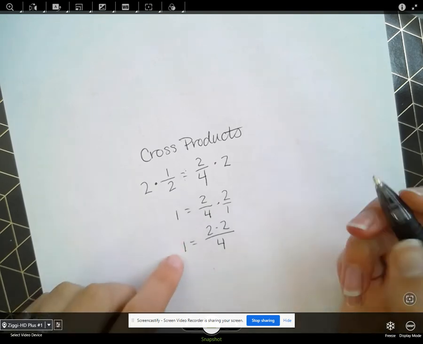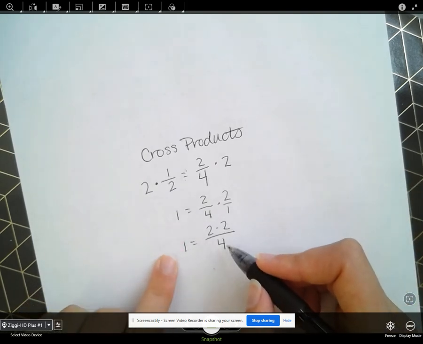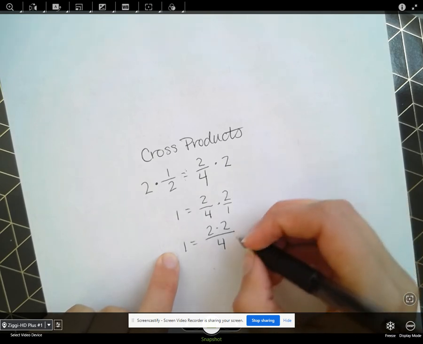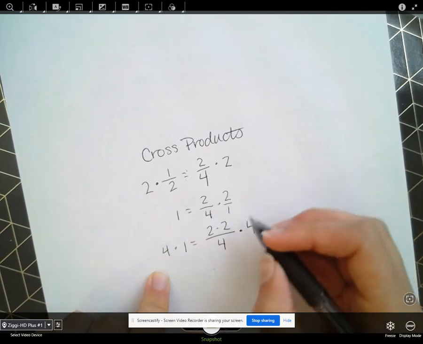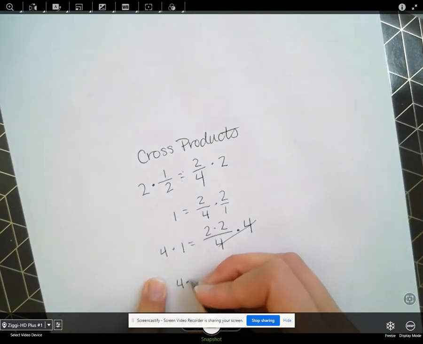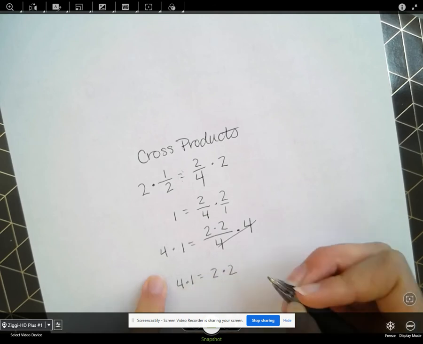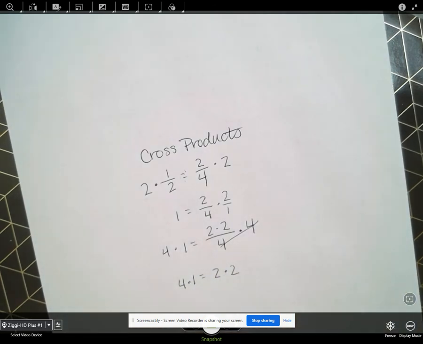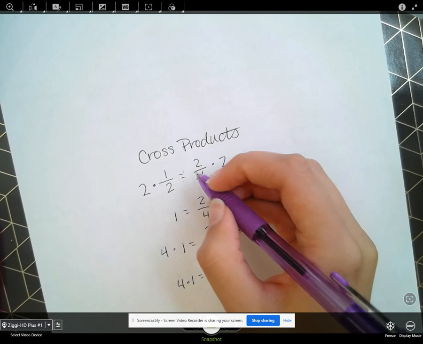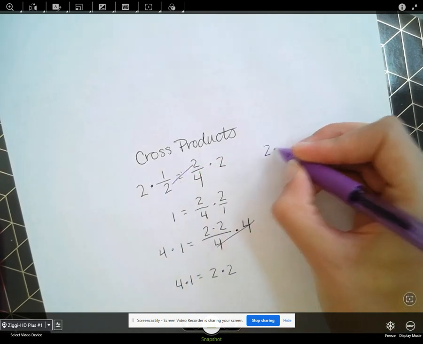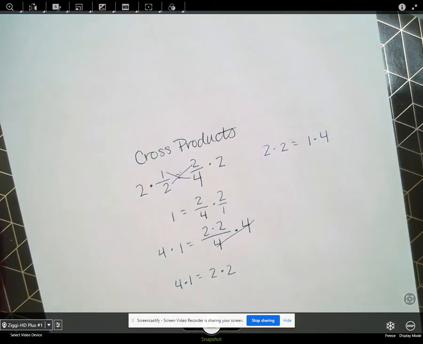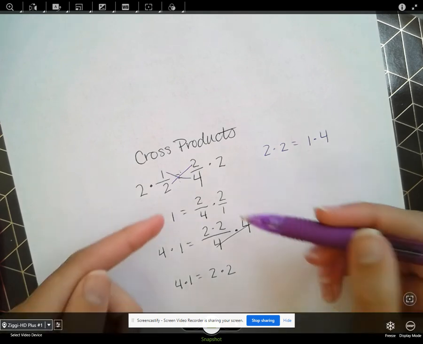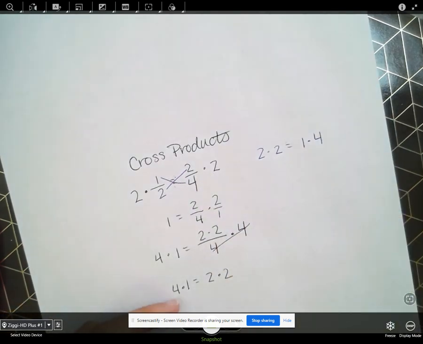All right, now if I wanted to get the 4 to the other side, to undo this division by 4, I would multiply by 4, and I'd do it to both sides. So those 4's will cancel, and I'll have 4 times 1 equals 2 times 2. All right, isn't that just the exact same thing as cross products? If I come back up here, cross products here, I get 2 times 2 equals cross products here, 1 times 4. So cross products is doing all of these steps in one beautiful swift step.